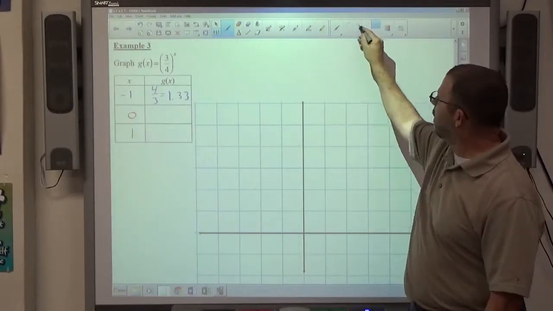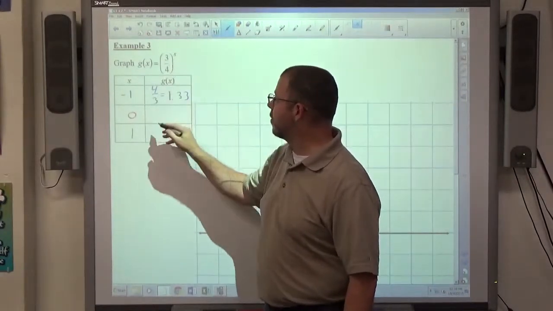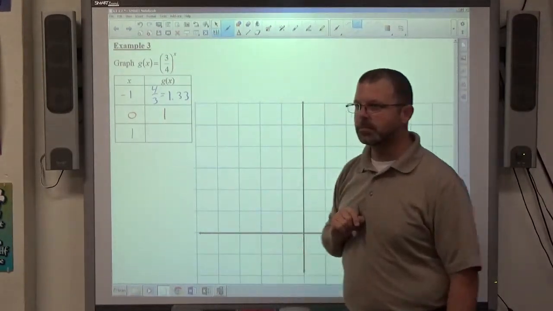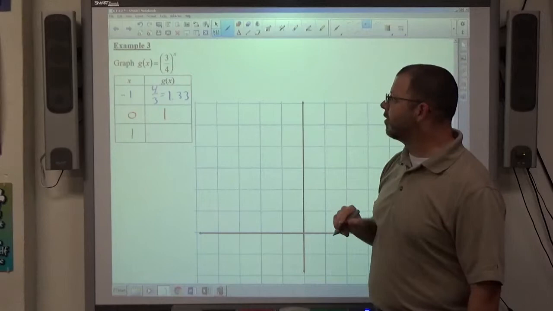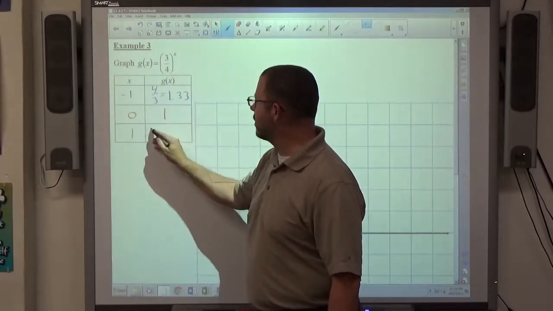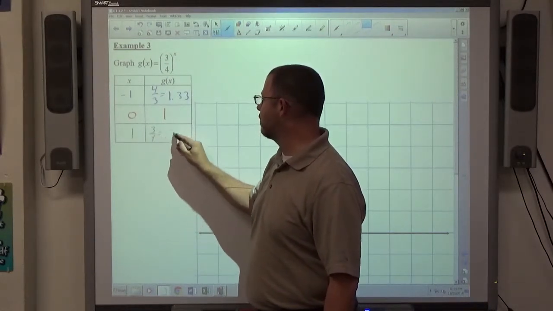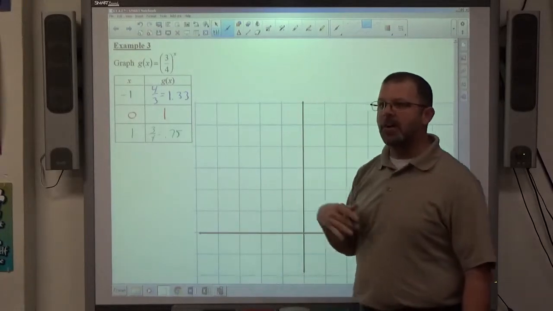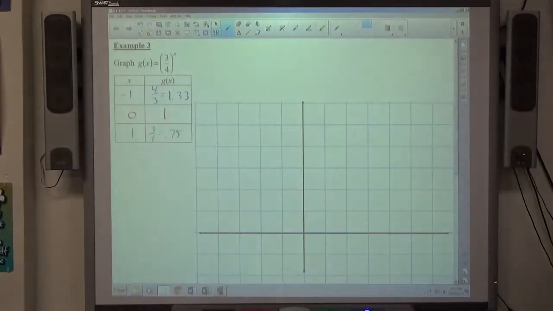All right. Anything to the 0 power, 3/4 to the 0 power included, is 1. And any number to the first power is just that number. So 3/4 to the first power is just 3/4, as a decimal 0.75. For the sake of graphing, decimals are easier to graph than fractions. So we like decimals better than fractions when we're graphing.